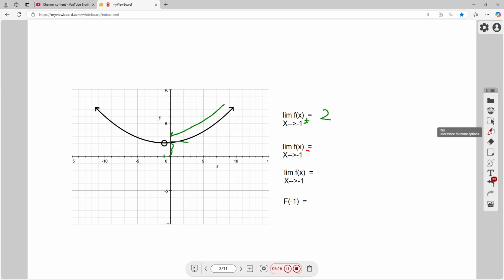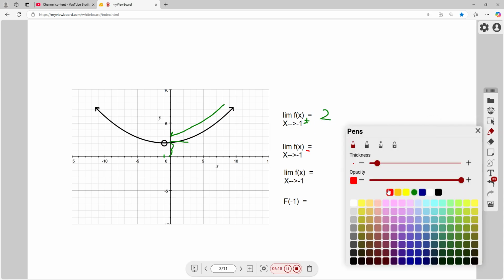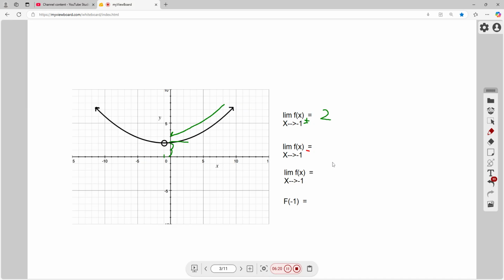And then you have the next one, which would be limit f of x as x approaches -1 from the negative side, or from the left side. So you follow down from the left side all the way down towards the -1, and you reach the same thing. You have 1, 2, y equals 2 again. So this limit's going to be 2.